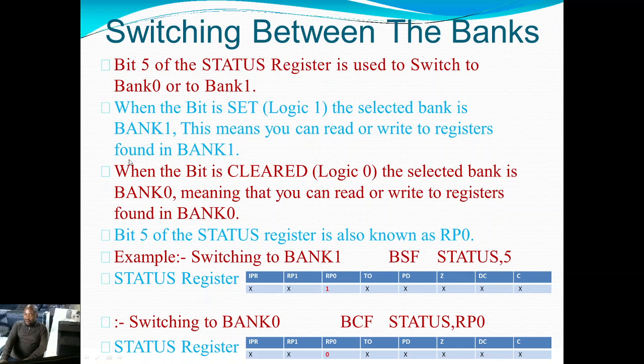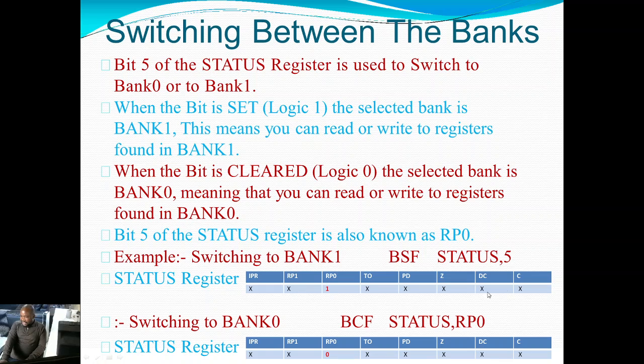Now, to go to bank 0, we need to clear bit 5 of the status register. We need to make bit 5 of the status register logic 0. After doing that, we can read or write to registers in bank 0. When you are in bank 0, you can access registers in bank 0. If you want to access registers in bank 1, you must first switch to bank 1 if you are in bank 0. And if you are in bank 1, to access registers in bank 0, you must first switch to bank 0. We switch between the banks by setting or clearing bit 5 of the status register.